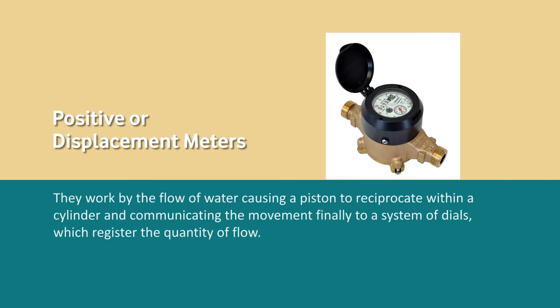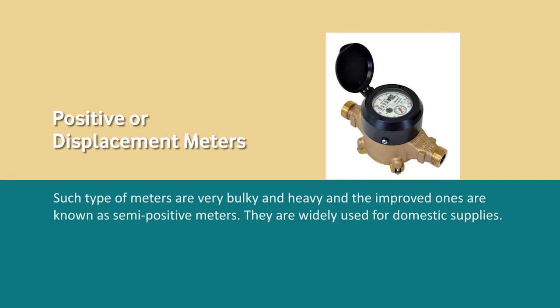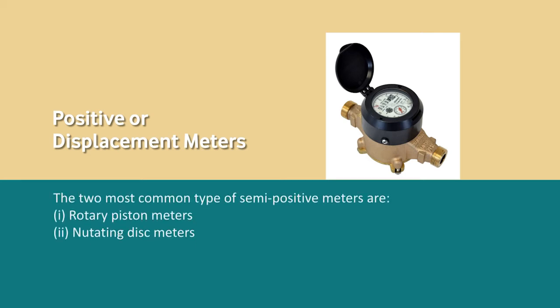They work by the flow of water causing a piston to reciprocate within a cylinder and communicating the movement finally to a system of dials which register the quantity of the flow. Such types of meters are very bulky and heavy, and the improved ones are known as semi-positive meters. They are widely used for domestic supplies. The two most common types of semi-positive meters are the rotatory piston meter and the nutating disc meter.